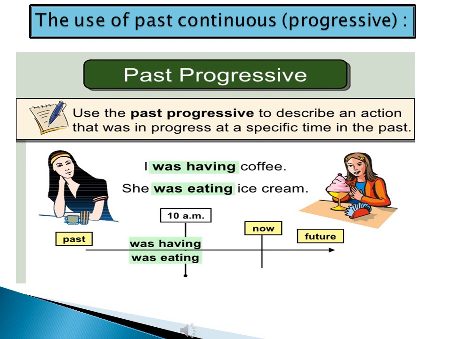So example, I was having coffee. يعني كنت كنشرب الكافي. She was eating ice cream. كانت كتاكل ice cream. لاحظوا معي داك السهم اللي عندنا تما now الآن. وفي yesterday مع العشرة مثلا AM was having was eating. يعني هذاك الحدث بجوج وقع في الباست في واحد المدة طويلة واحد شوي ولكن تقطعوا دابا.